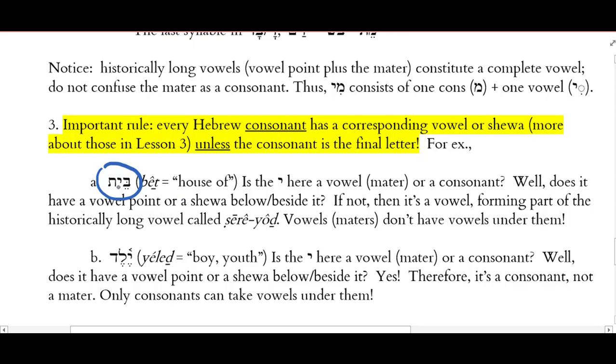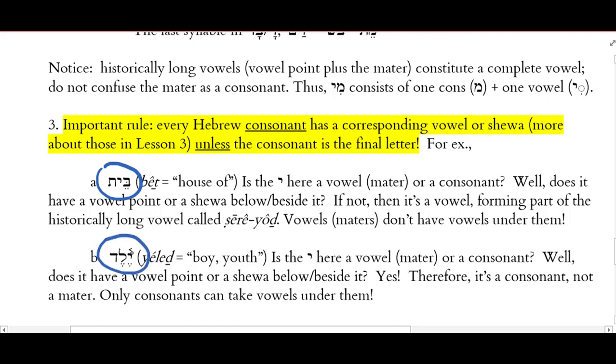Under the yod, I should have something under there if it's a real consonant, because every Hebrew word has, for every consonant, a vowel or a shava symbol under it, except for the final one. So this yod has nothing under it. There's no vowel pointing. That tells us that it can't be a consonant, because if it were a consonant, it would need a vowel or a shava. And so what that tells us is that the yod here can't be a consonant. It must be a vowel, and it must be part of this vowel called seri yod, the historically long vowel. Vowels do not take vowels under them. Only consonants do.